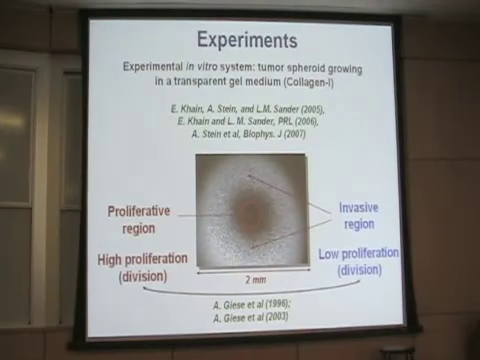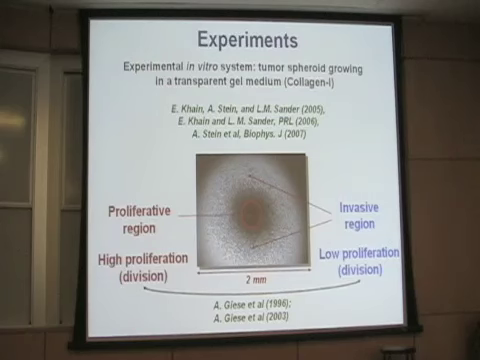In order to study this, people perform experiments in vitro. In those experiments, for example, one can put a small tumor spheroid of about 500 microns in diameter in a transparent gel, for example, collagen gel, and just follow the dynamics of growth, to see how it grows.